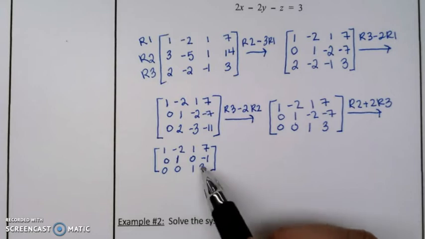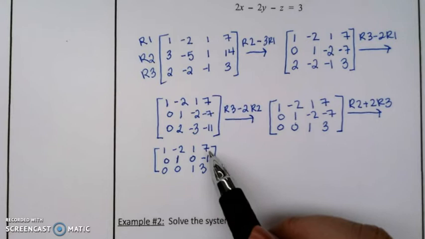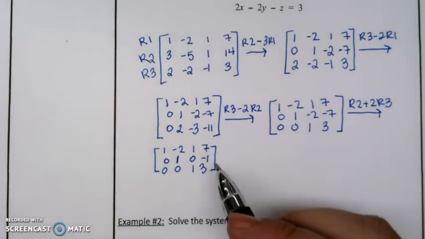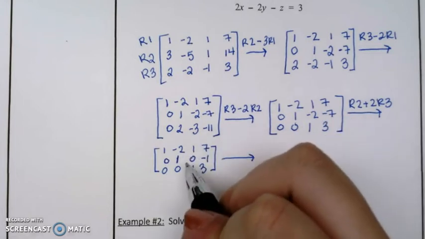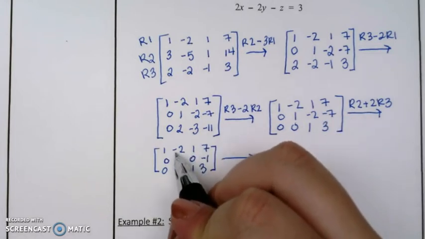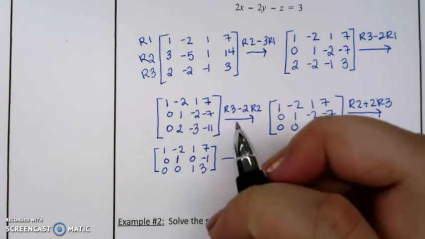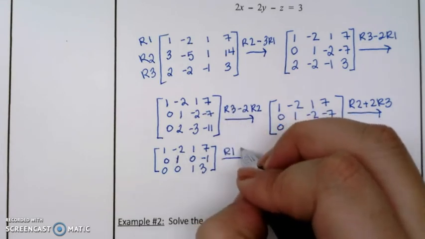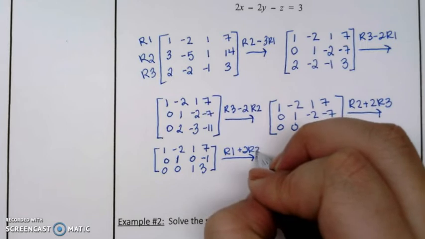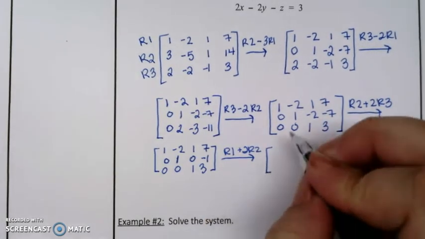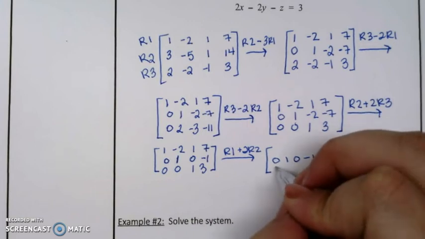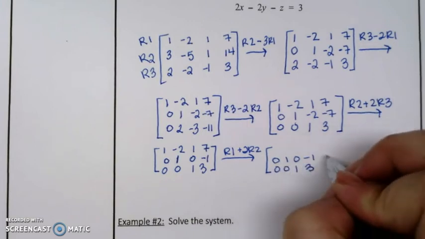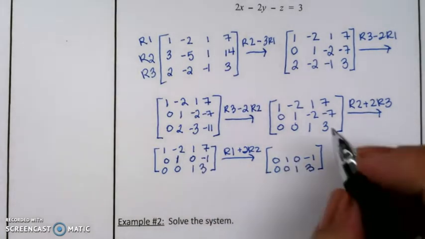Now my third and second rows are in reduced row echelon form, but I need to fix my first row. Okay, so I will start by using rows 1 and 2 so that I can get a 0 where that negative 2 is. So we'll say row 1 plus 2 times row 2. So now it's rows 2 and 3 that are staying the same. 0, 1, 0, negative 1, 0, 0, 1, 3. And row 1 is changing.